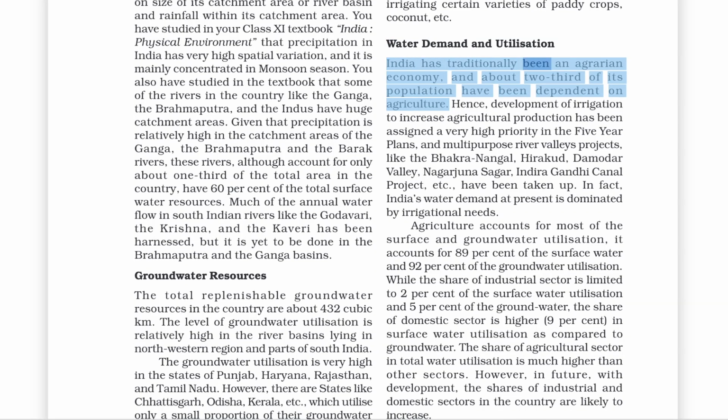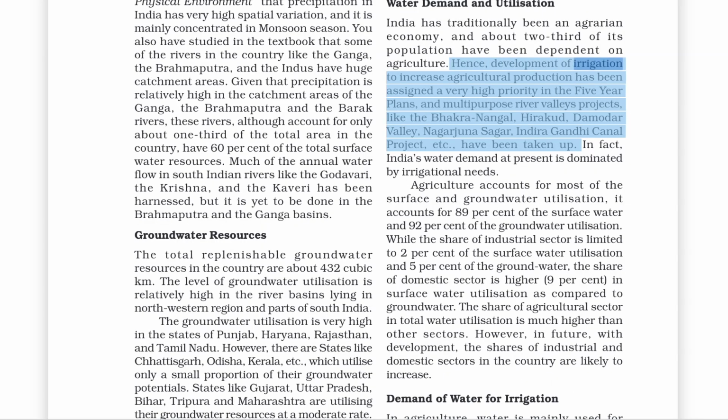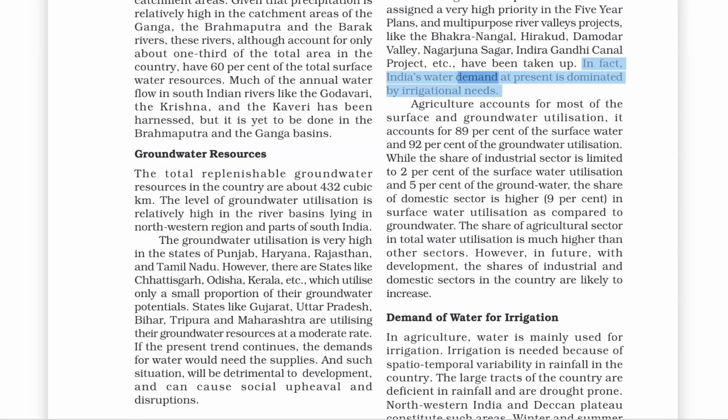Water demand and utilization. India has traditionally been an agrarian economy and about two-thirds of its population have been dependent on agriculture. Hence, development of irrigation to increase agricultural production has been assigned a very high priority in the 5-year plans, and multipurpose river valley projects like the Bhakra Nangal, Hirakud, Damodar Valley, Nagarjuna Sagar, Indira Gandhi Canal Project, etc. have been taken up. In fact, India's water demand at present is dominated by irrigational needs.